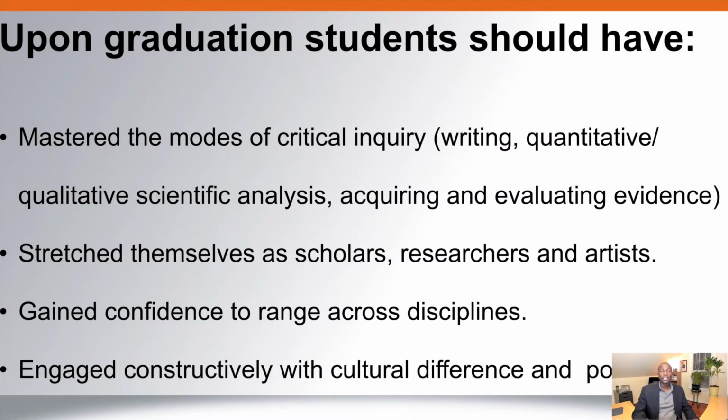At Lewis and Clark, we have developed our own general education curriculum that tries to accomplish the ideals of a liberal education by focusing on 8 outcomes that we hope every graduate at Lewis and Clark has developed significantly in. The first is, we hope that each Lewis and Clark graduate has mastered the modes of critical inquiry. These include writing, quantitative and qualitative scientific analysis, as well as acquiring and evaluating evidence.